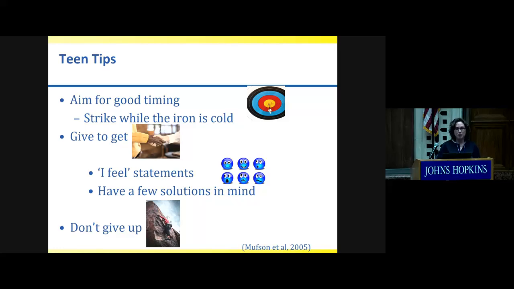Hey, Mom, I want to go to this party. Can I call you every 2 hours? Can you call the parents? Whatever it is, it is better to have a couple solutions to propose to get part of what you want versus nothing. Compromise, right? Don't give up. There are long-standing patterns of interactions. It takes time to change.